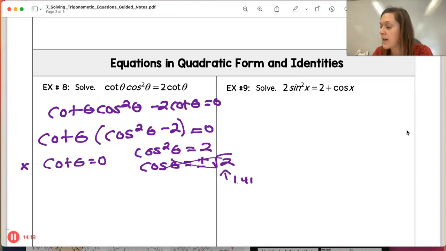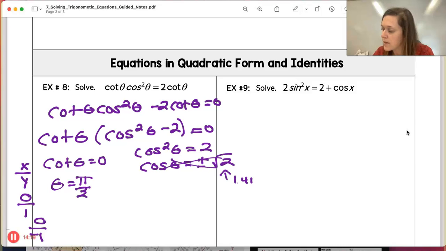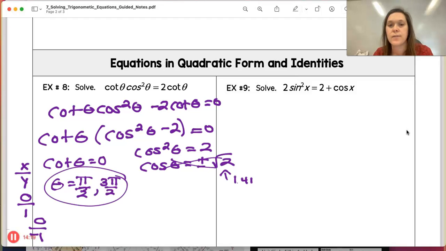Remember, cotangent is x over y. So I need 0 over 1, or I need 0 over -1. So at 0, 1, we're up at pi over 2. And at 0, -1, we're down at 3 pi over 2. Those are our answers there. All right, let's jump over to number 9. Again, I'm going to move everything to the same side. So 2 sine squared x minus cosine x minus 2 is equal to 0.